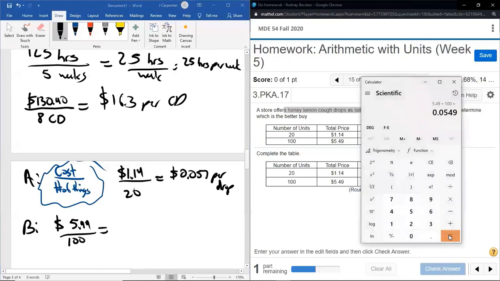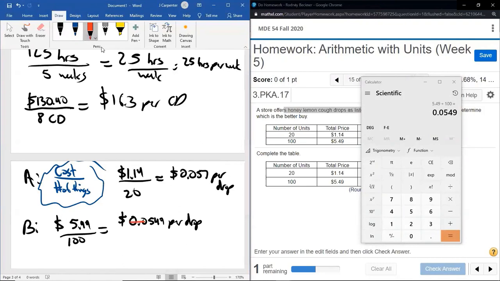And we get 0.0549. So that's $0.0549 per drop, which is about 5 cents a drop. These things are super close to each other. And yes, if you had rounded this one to the nearest penny, it would be 6 cents. This would be 5 cents, and you would be able to compare them. But they are very close to being incomparable if you round to the nearest penny.